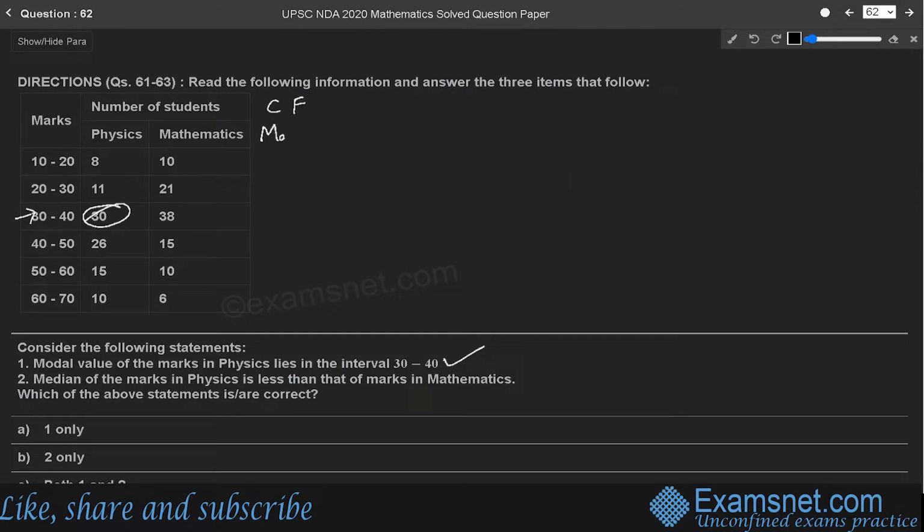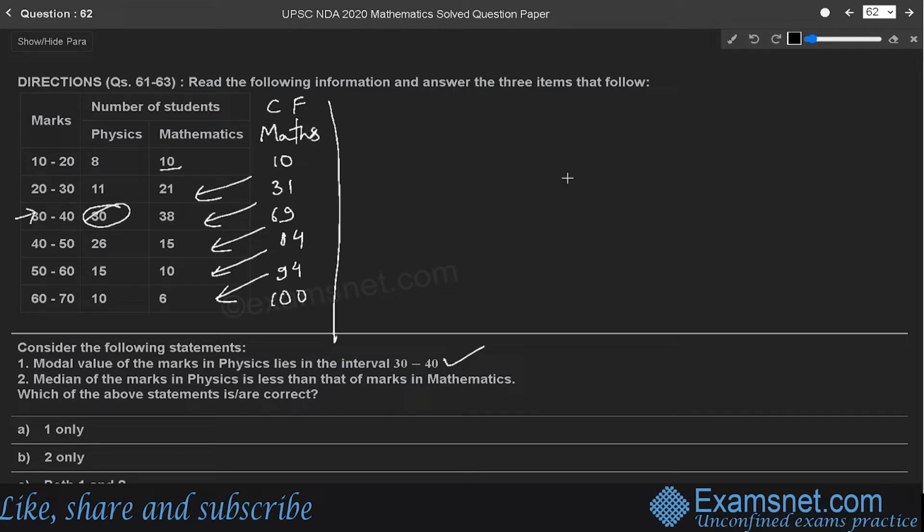So cumulative frequency for maths will be, see, first digit is 10. 10 plus 21 is 31. 31 plus 38 is 69. 69 plus 15 is 84. 84 plus 10 is 94. And 94 plus 6 is 100. So this is the cumulative frequency for maths.